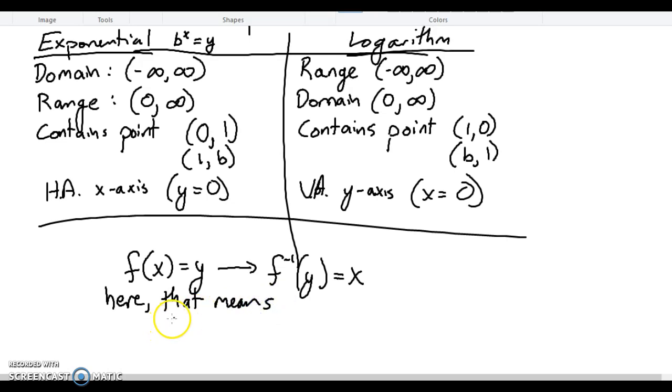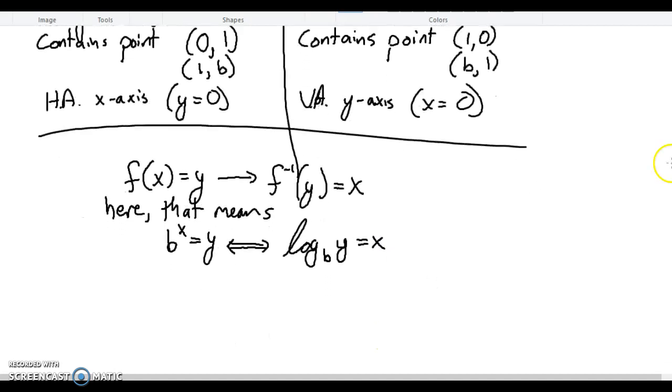well, our original function was an exponential, so we had something like b to the x equals y. Well, I'm going to change it a little bit. That's equivalent. This symbol is equivalent to. So that's equivalent to saying log base b of y equals x.